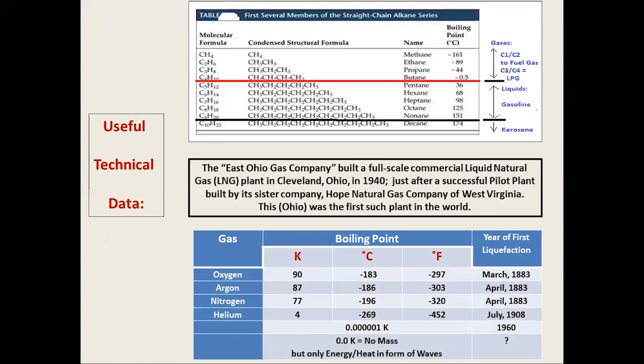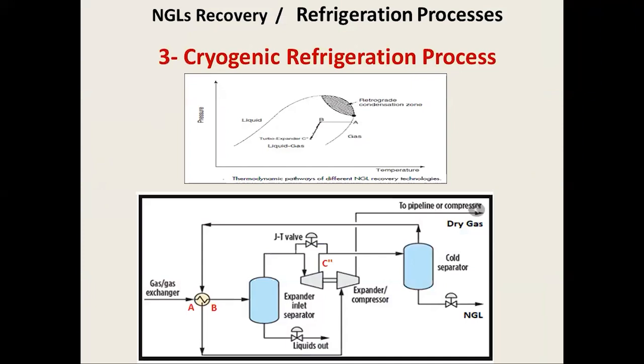Okay. Here is the technical data. We use this technical data. I described this technical data before. I brought it here intentionally before discussing the cryogenic process. The cryogenic refrigeration process is thermodynamically represented on the pressure-temperature diagram by the line AB, the gas-gas heat exchanger. The line BC2 dash represents what we call the turbo expander.